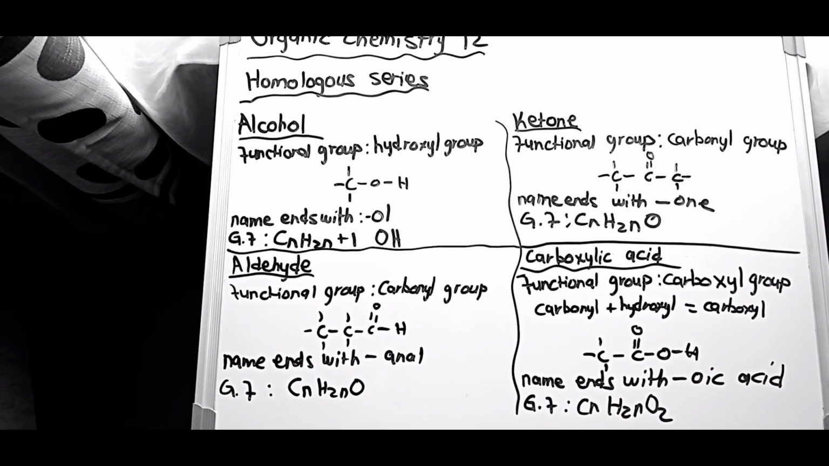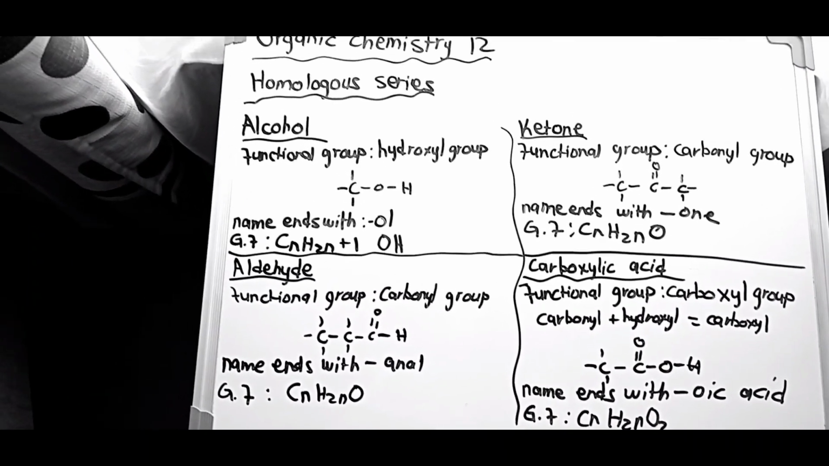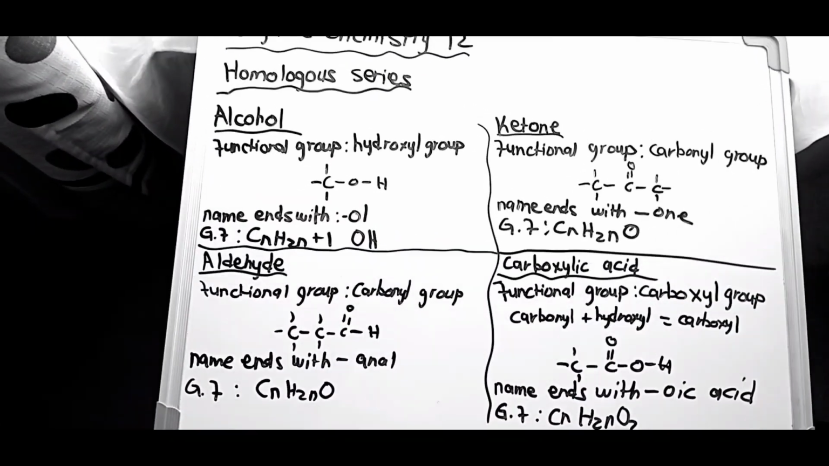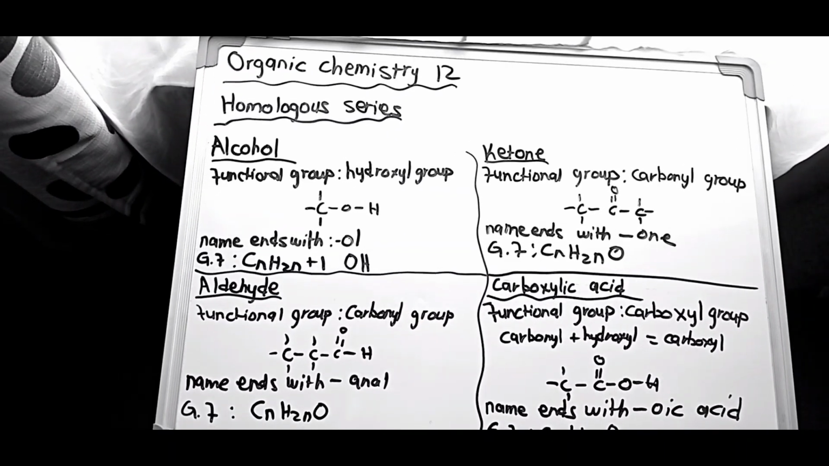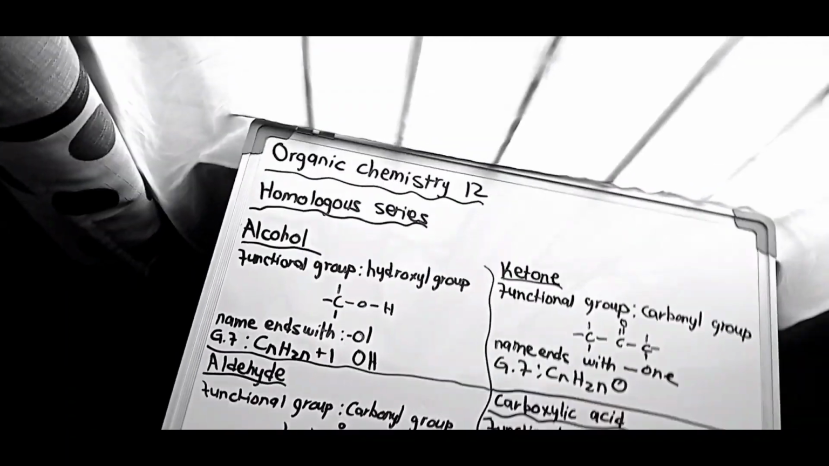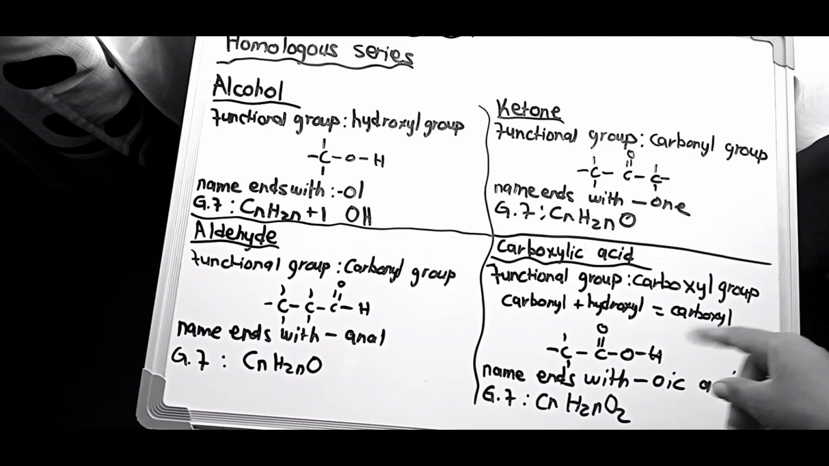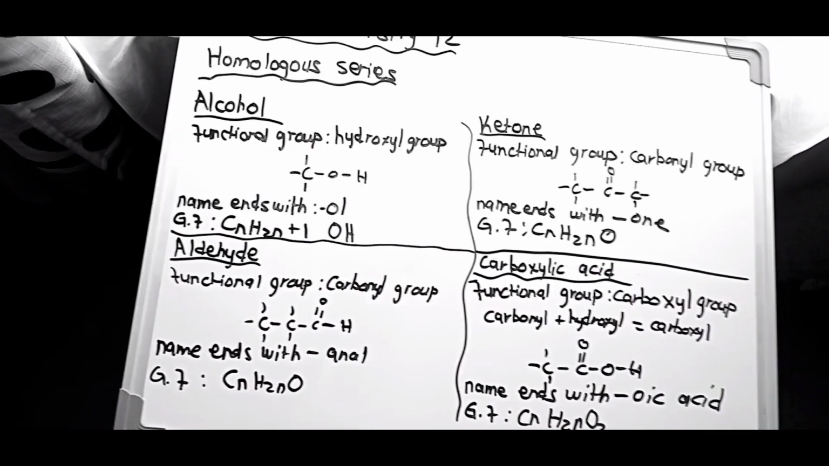Other homologous series, we have the carboxylic acid. The functional group for the carboxylic acid is the carboxyl group. Why am I highlighting the carboxyl group? It is because many of us try and confuse the carboxyl and the carbonyl, which are not the same, right? The carboxyl group is composed of the carbonyl group and also the hydroxyl group, which give us the carboxyl group.